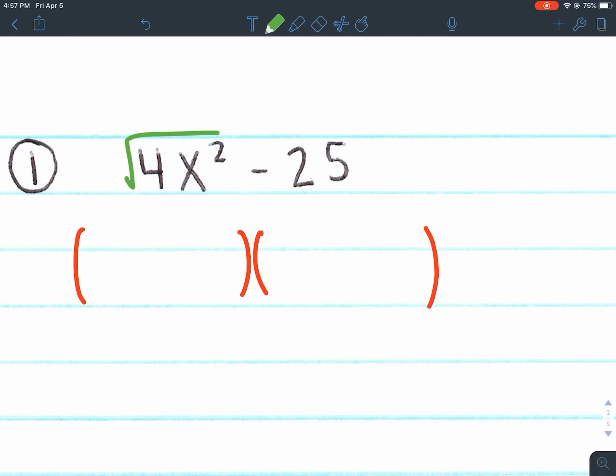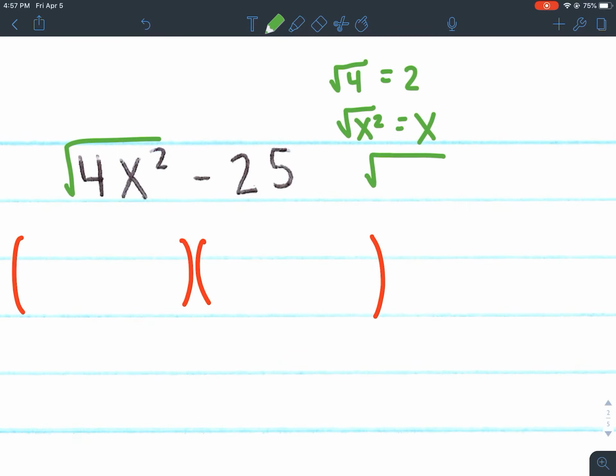So we're going to square root the 4x squared first. What's the square root of 4? 2. And the square root of x squared is x. So that means the square root of 4x squared is 2x. Okay? Square root of 4 is 2. Square root of x squared is x. So square root of 4x squared is 2x.